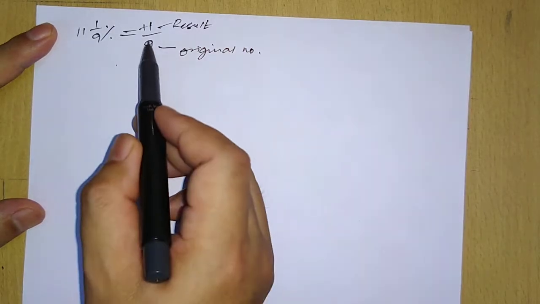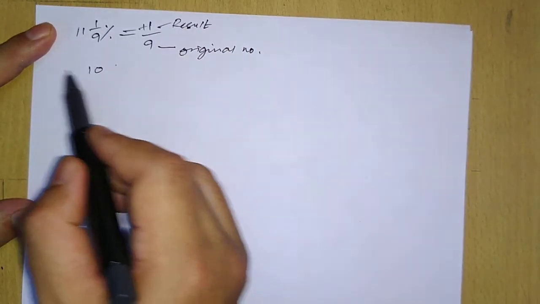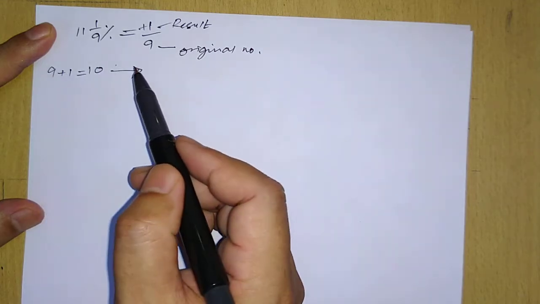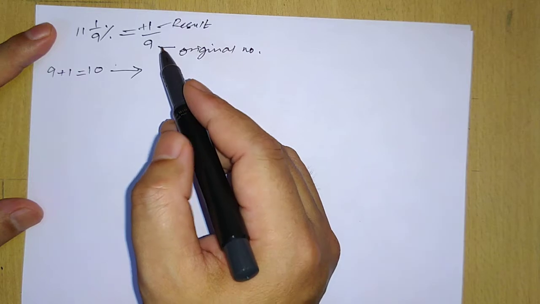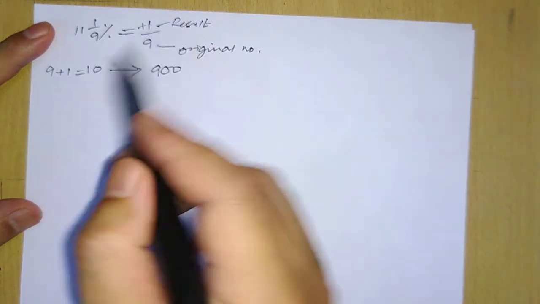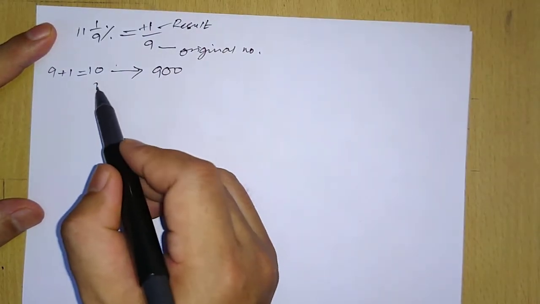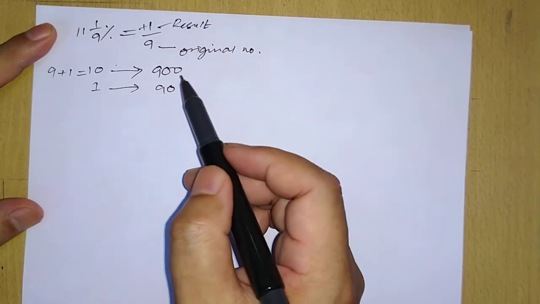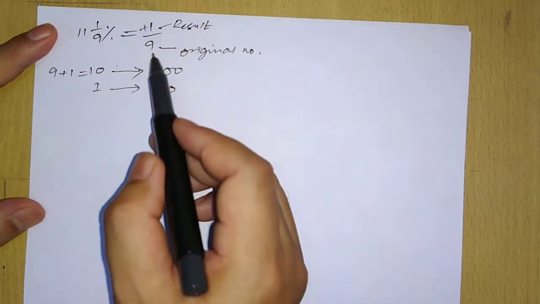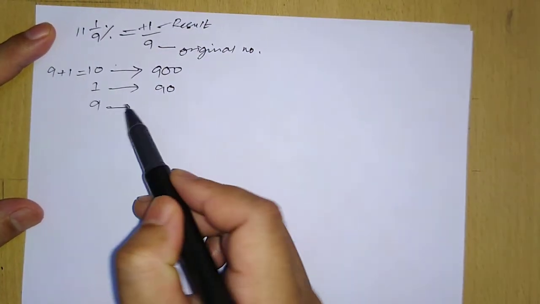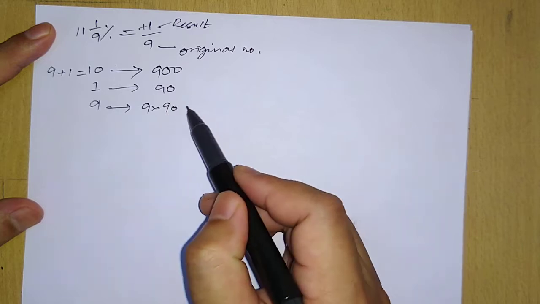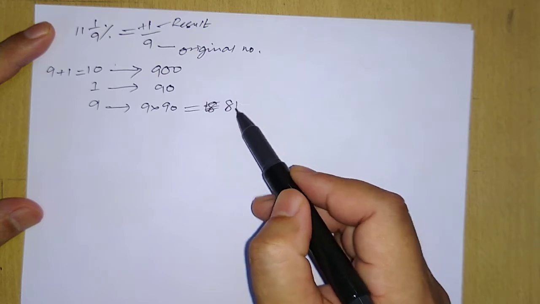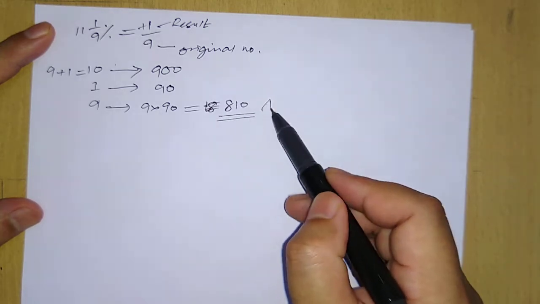So if we add, 9 plus 1 is 10. 9 plus 1 is equal to 10, and this 10 units represents how much? The result becomes 900. So 10 units represents 900. 1 unit will represent 900 divided by 10, 90. And we need to find the original number. So the original number is 9 units. So 9 into 90 will give us 810.